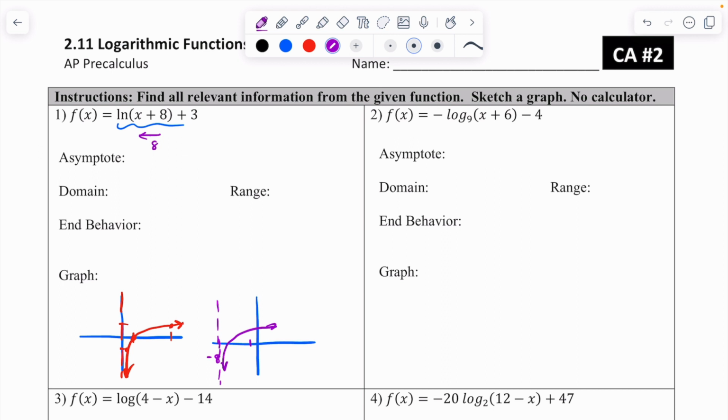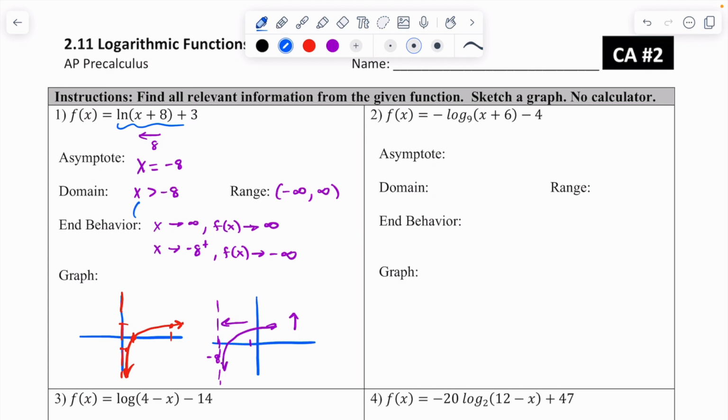Okay, so now we can do the asymptote. X is equal to -8. The domain: x is greater than -8 because it's going to the right. Its end behavior as x goes to the right, it goes up forever. So the function goes up. But as x approaches -8 on the left-hand side, from the positive side, the function goes down to -infinity. Our range is all real numbers, so -infinity to +infinity. I'll go ahead and write our domain here in interval notation as well. And there we go.